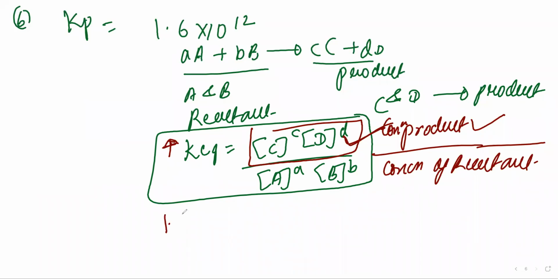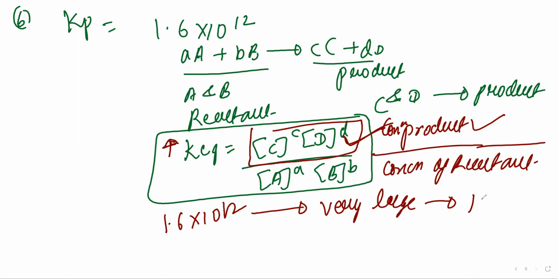Now see, the value 1.6 × 10^12 is given. So the reaction mixture contains mostly products, because this value is very high, very large. So the product will be large.